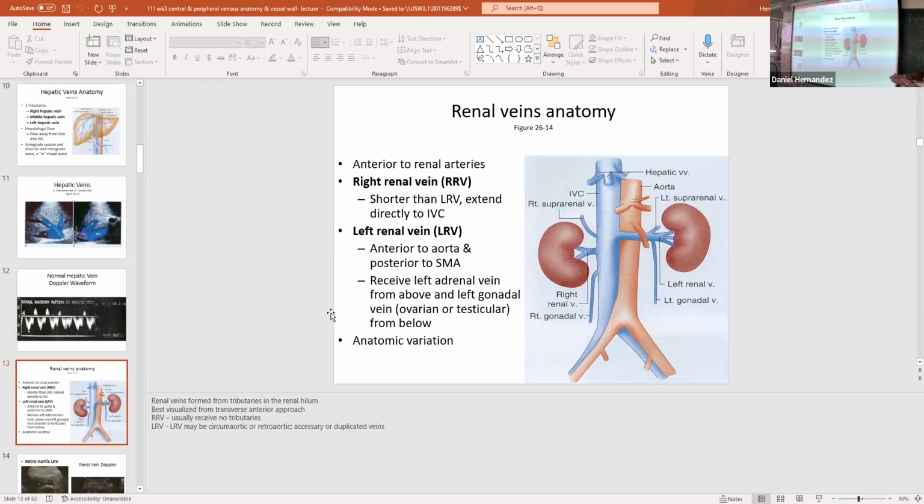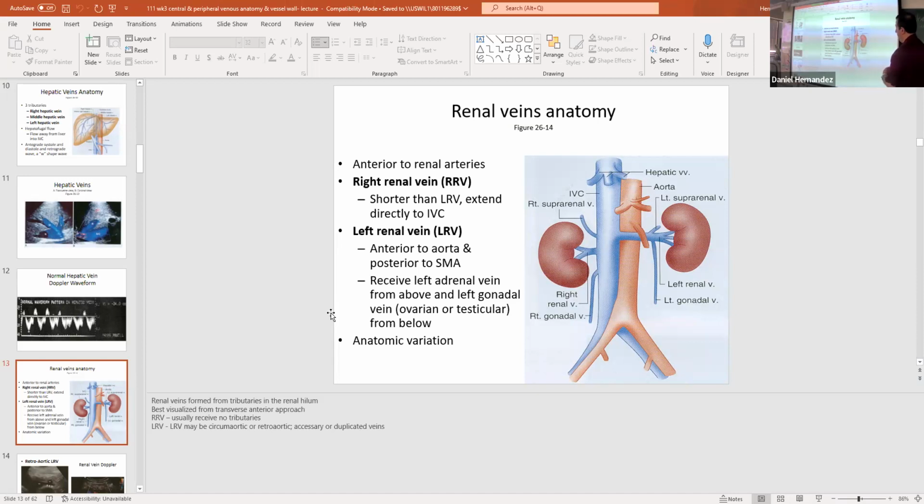So renal veins, renal anatomy. The veins lie anterior to the arteries. If the patient's lying supine on their back when we're imaging them with ultrasound, we should see the veins sitting on top of the artery. So the artery should be posterior to the vein. Vein on top, artery behind it, posterior to it.